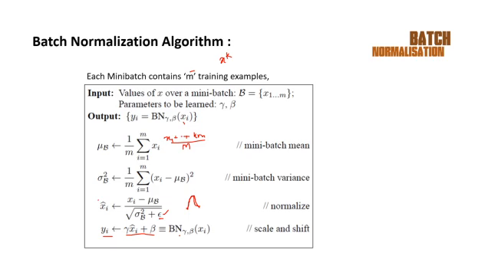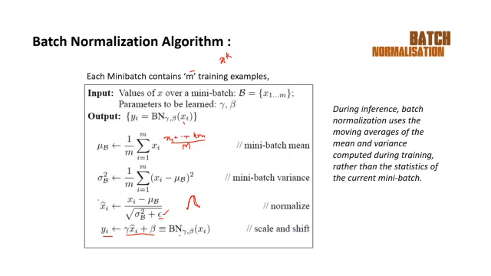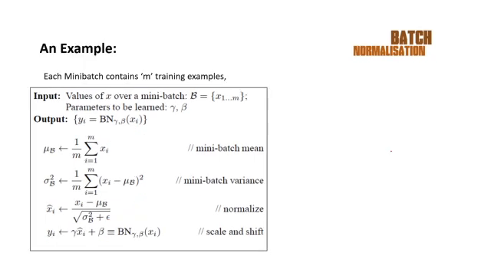Now this is when the training happens, but in case of inferencing, batch normalization generally uses moving averages of mean and variance which are computed during training, rather than using the statistics of the current mini batch, because that again gives you better results. The outputs are more consistent and stable. So now let's take an example. Suppose you have an input something like this, because all the inputs are numerical.